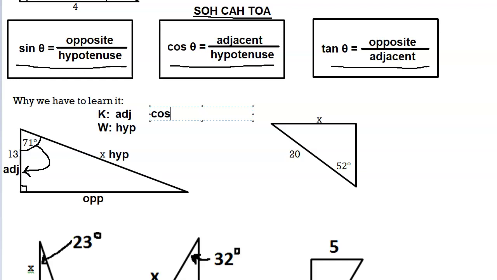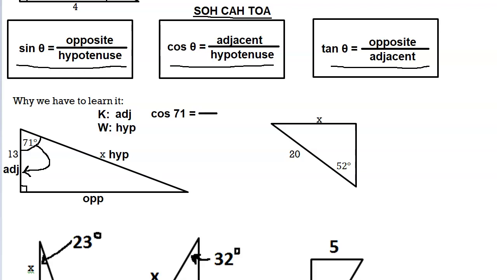You base your choice on what you want to use. What side length do you know? What side length do you want to know? And instead of using that weird theta symbol for the angle, I'm going to put in 71 because we actually know the angle that we're working with. It's 71.